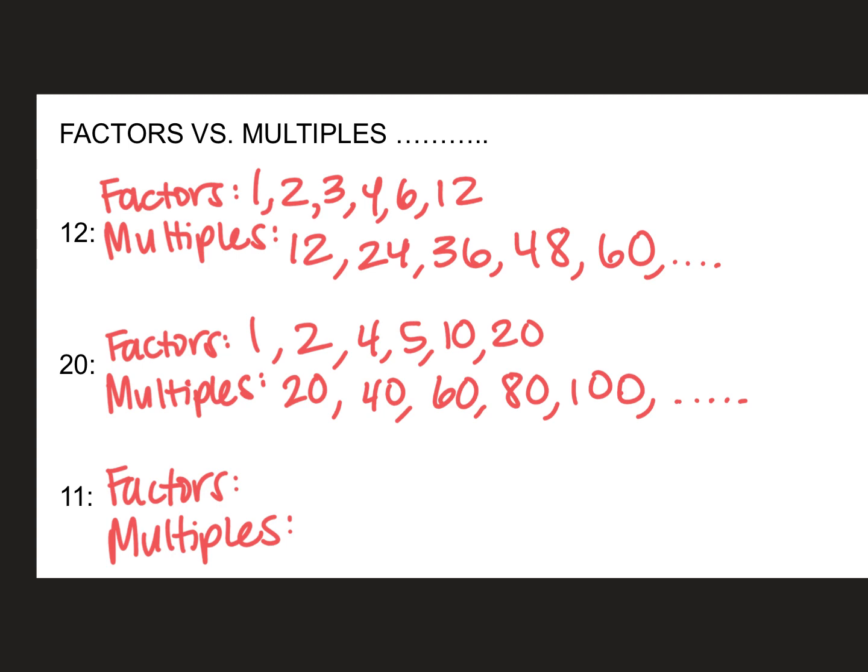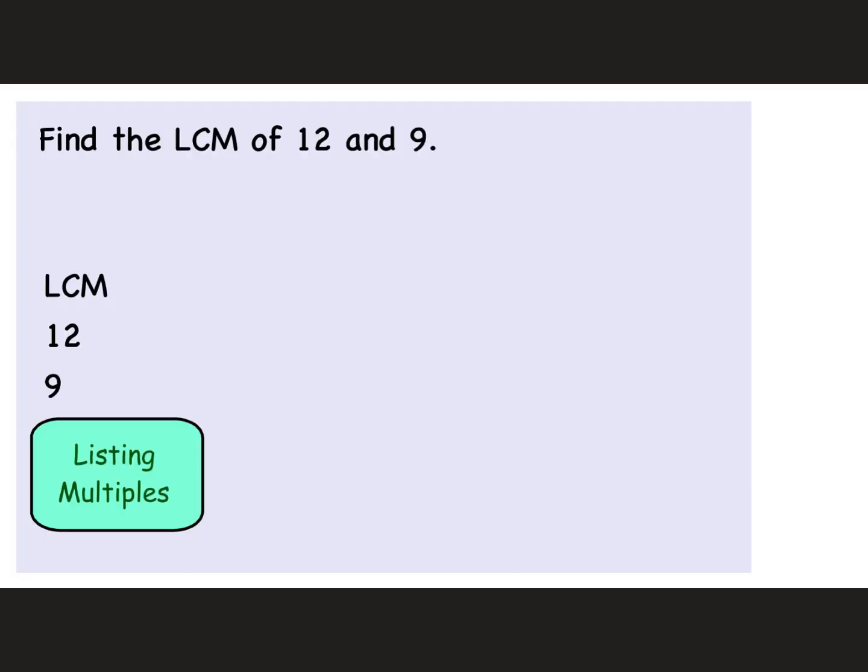For 11, the only numbers that multiply together to make 11 are 1 and 11, whereas the multiples of 11, 22, 33, 44, 55, they keep going forever and ever.